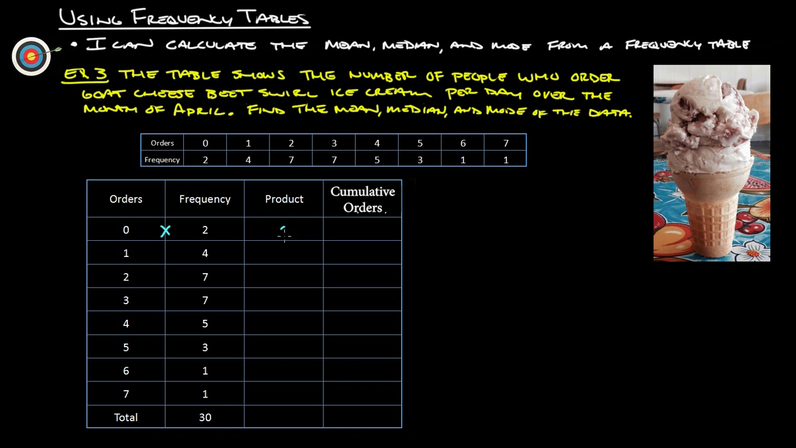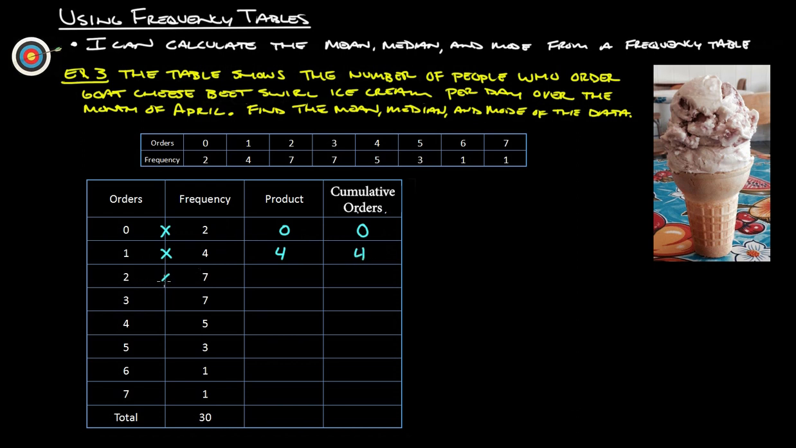0 times 2 is 0. So that means there were 2 different days that nobody ordered. So this is like the total number of people that ordered goat cheese swirl. So there's 2 different days nobody ordered anything. Cumulative frequency, so the total is 0 so far. This will make more sense as we keep going. 4 times there was 1 person that ordered it. So 1 times 4 gives us 4. So that means with these 2 altogether, the cumulative frequency is going to be 4.